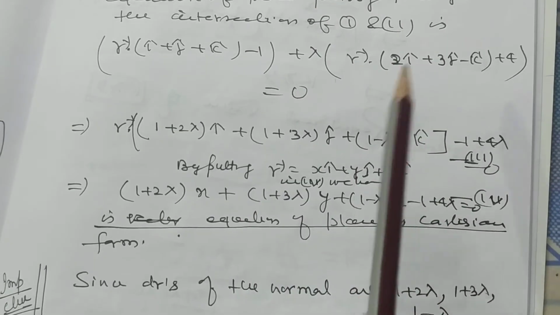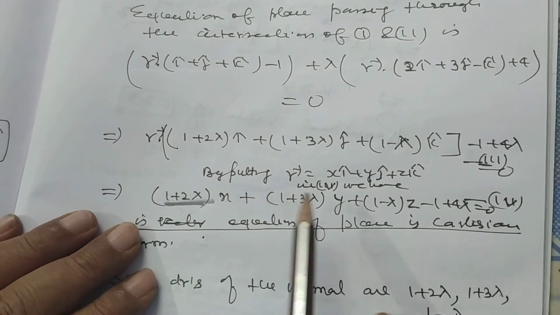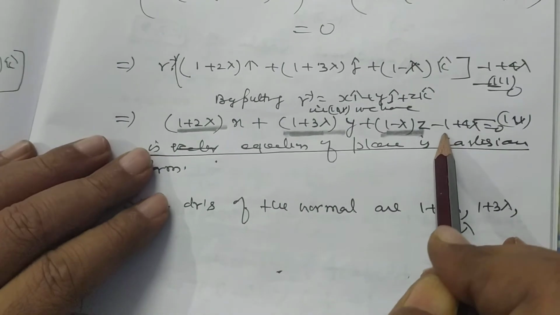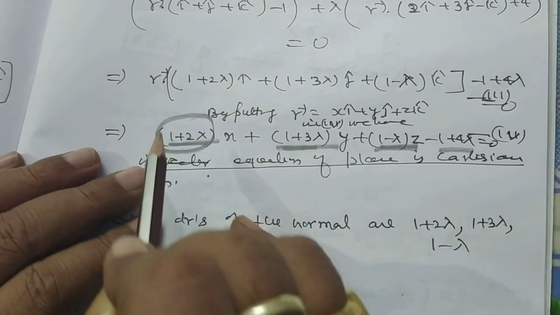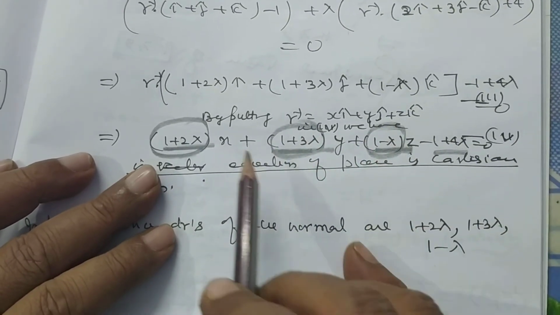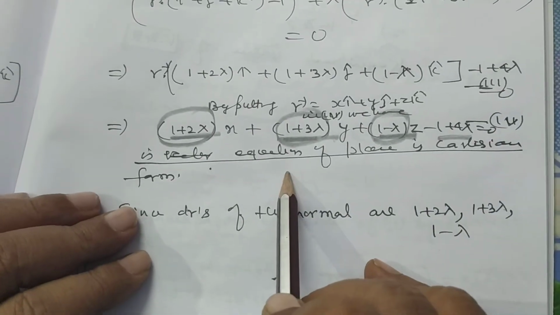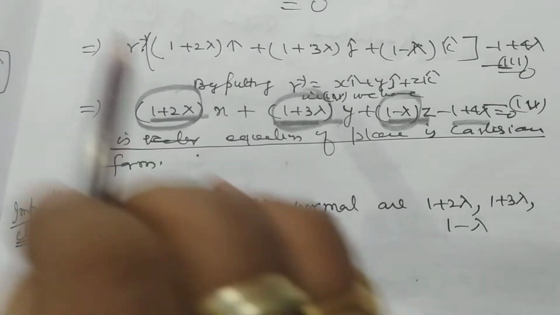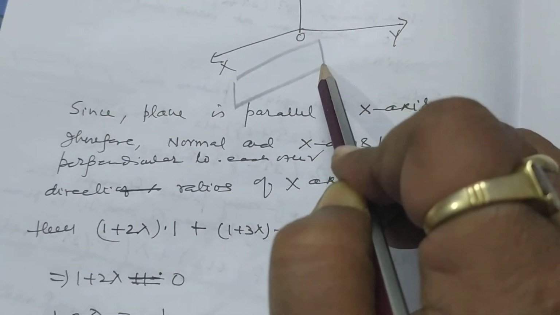Here in this problem it is given, try to understand. The equation of the plane is (1 plus 2 lambda)x, (1 plus 3 lambda)y, (1 minus lambda)z, minus (1 plus 4 lambda). So what is the direction ratio of this plane? The coefficient of x, coefficient of y, coefficient of z are the direction ratios of this plane. And it is given that this third plane is parallel to the x-axis.